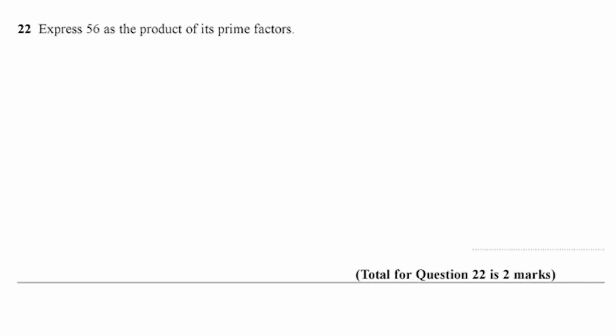Question 22, express 56 as the product of its prime factors. Okay, we need to do a prime factor tree here. And this is where we look for a pair of numbers that multiply to 56, but we want one of those numbers to be a prime number. So don't forget your prime numbers. The first few prime numbers are 2, 3, 5, and 7. They keep going, but those are enough really to usually be able to do these prime factor trees.